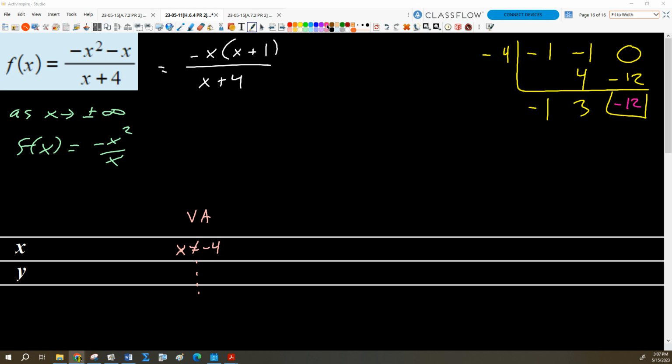So what's that telling us then? That's telling us that this function, f of x, is equal to -x plus 3 plus my remainder of -12 over my original denominator, x plus 4, right?